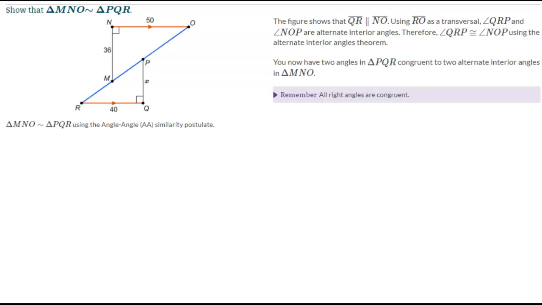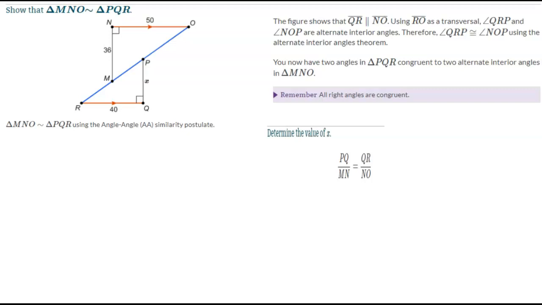So now you have two angles in our similar triangle that are congruent. And we also see, well, you have one angle in two triangles. But you also see that these two angles are congruent because they're both 90 degrees. So using the angle-angle similarity postulate, we know without a shadow of a doubt that triangle MNO is similar to triangle PQR.